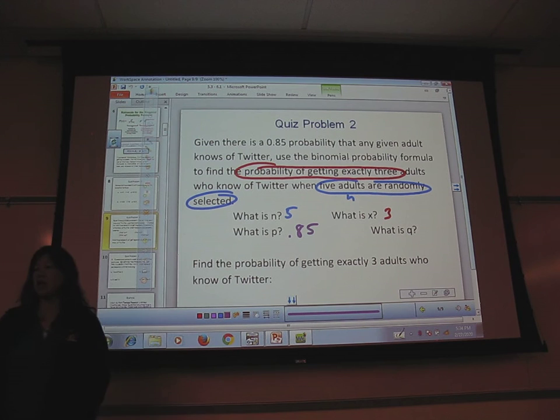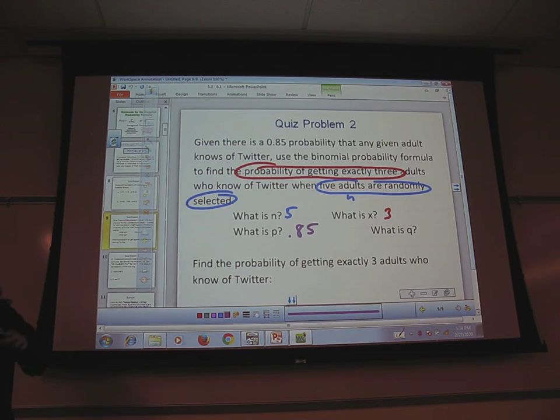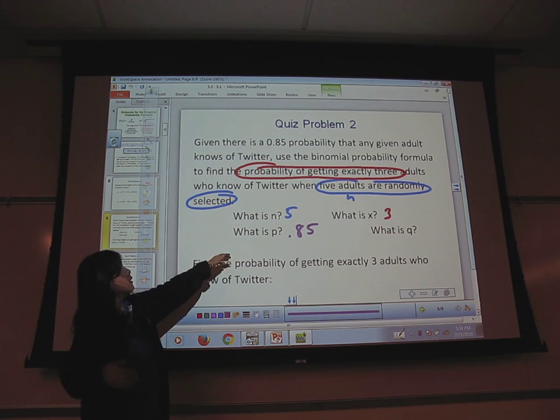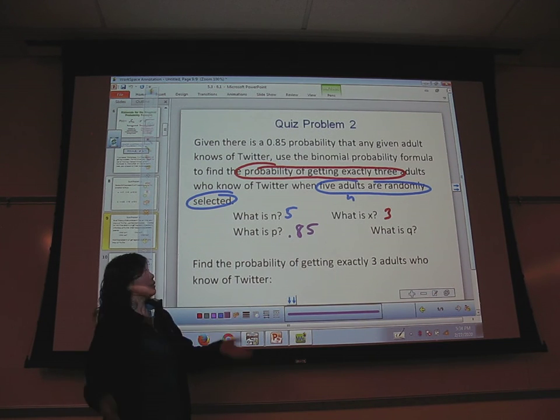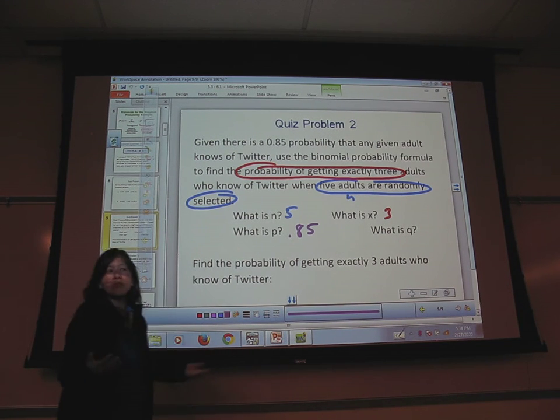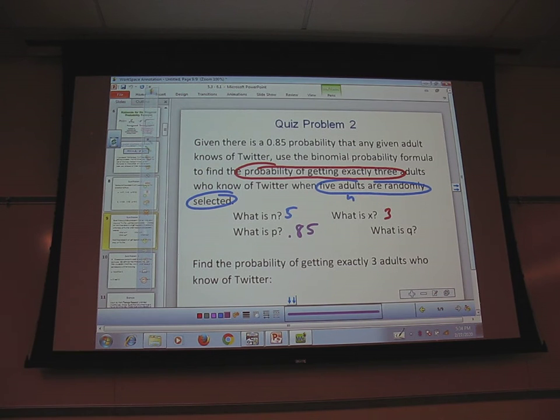Someone else described it as kind of for the whole population. For the whole world, what's the probability of picking somebody and having them know Twitter? 85%. So if you think of it that way. If my little p is 0.85, what's my little q? 0.15, because it's 1 minus 0.85. Good? Now you can just plug that in.